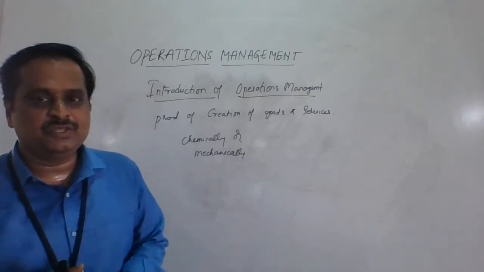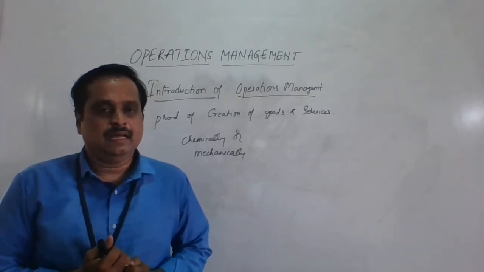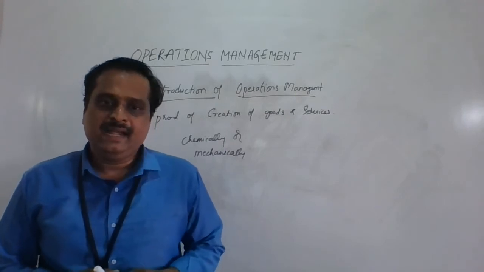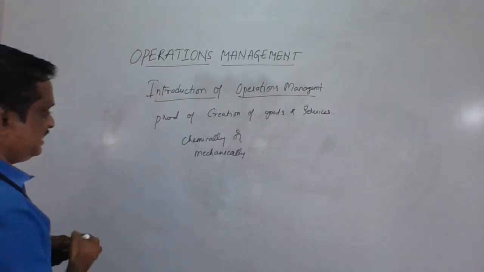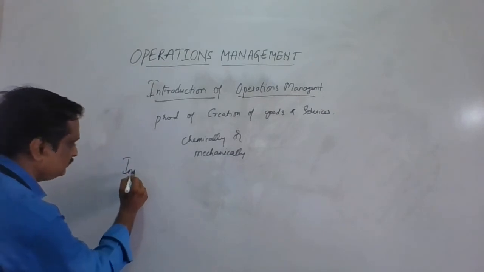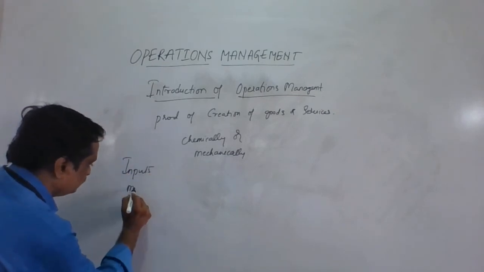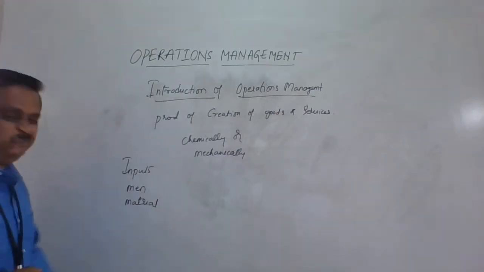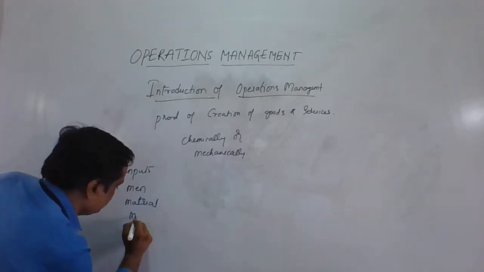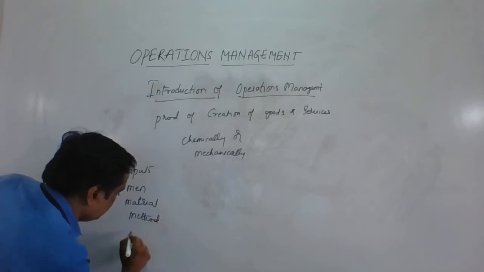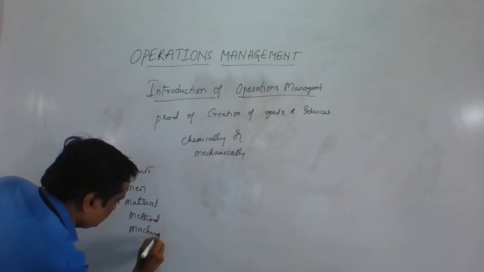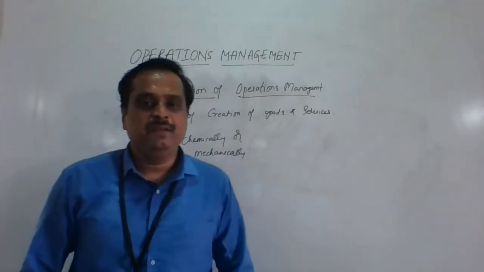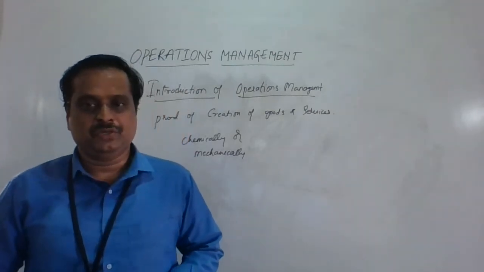The basic inputs of the production process are men, material, plants, services and methods. So the basic inputs are man, material, method, machines, etc. These are the main inputs we have in the production process.